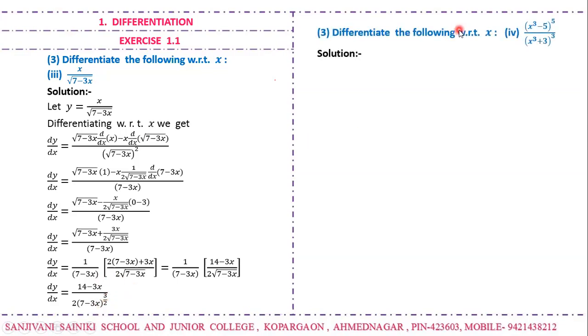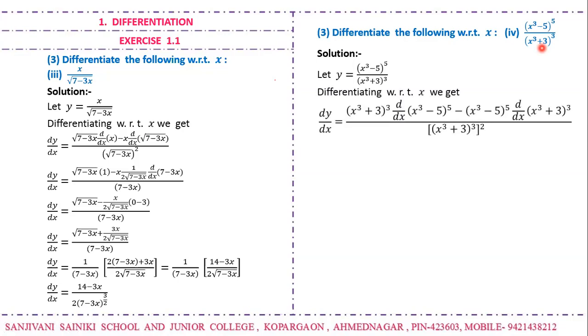The next example is x cube minus 5 bracket raised to 5 upon x cube plus 3 bracket raised to 3. Again, you have to use the quotient rule. Differentiate with respect to x. What the quotient rule tells us that we have to take the square of the denominator, then numerator, denominator is as it is into derivative of the numerator minus numerator as it is into derivative of the denominator.